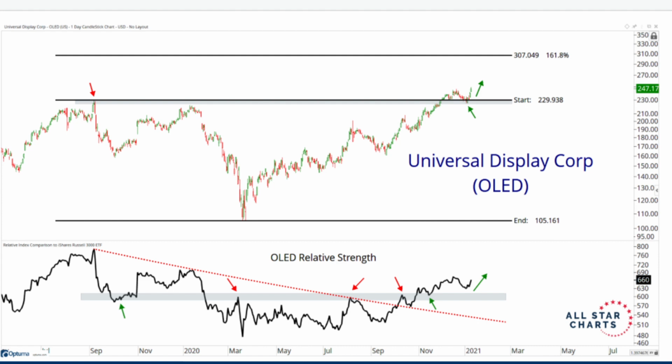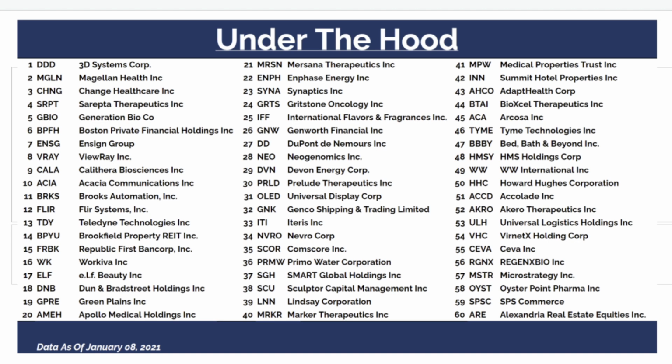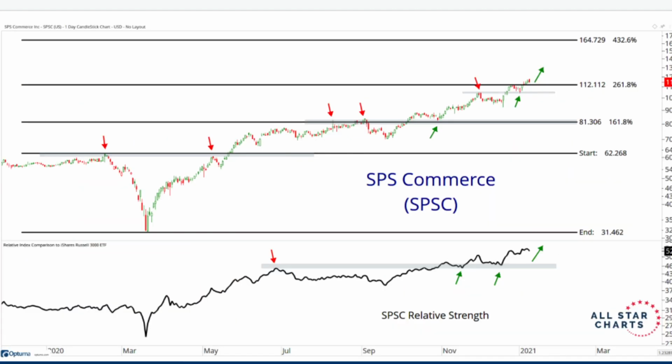The point is, we had resistance in 2019, resistance again earlier last year, finally got back to the scene of the crime, broke out, retested, and now I think it's off to the races. So 230 is the level there. OLED above 230, I like it long with a target of 307. That's coming directly from the Under the Hood report that comes out every other Monday.